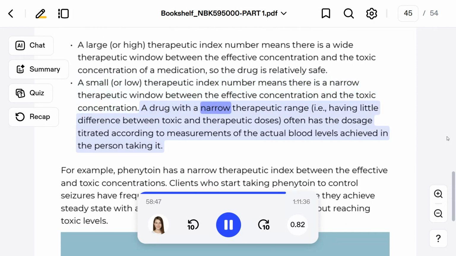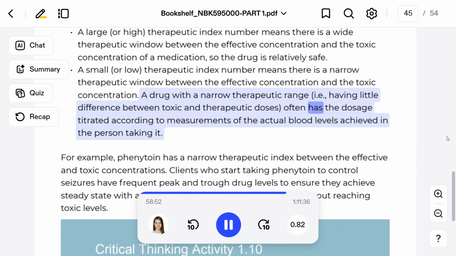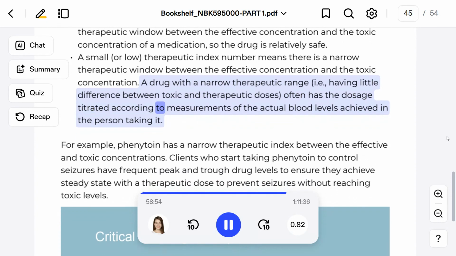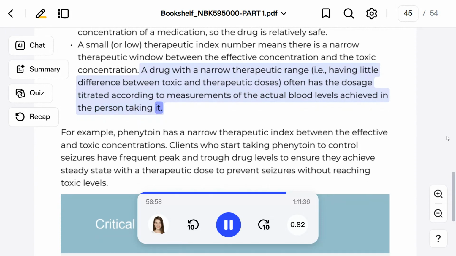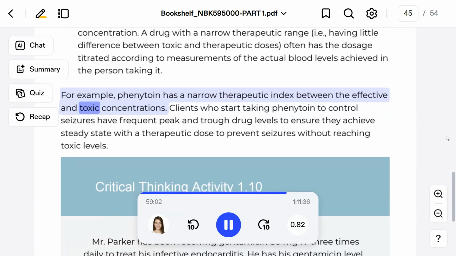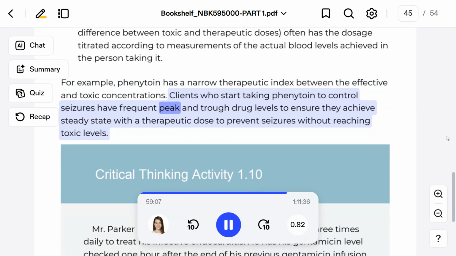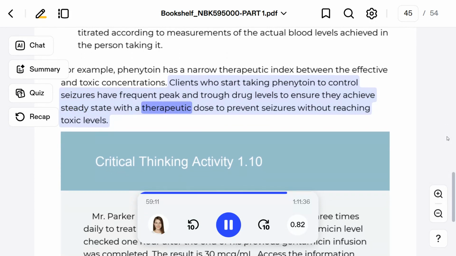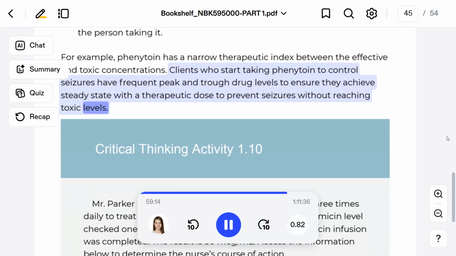A drug with a narrow therapeutic range often has the dosage titrated according to measurements of the actual blood levels achieved in the person taking it. For example, phenytoin has a narrow therapeutic index between the effective and toxic concentrations. Clients who start taking phenytoin to control seizures have frequent peak and trough drug levels to ensure they achieve steady state, with a therapeutic dose to prevent seizures without reaching toxic levels.